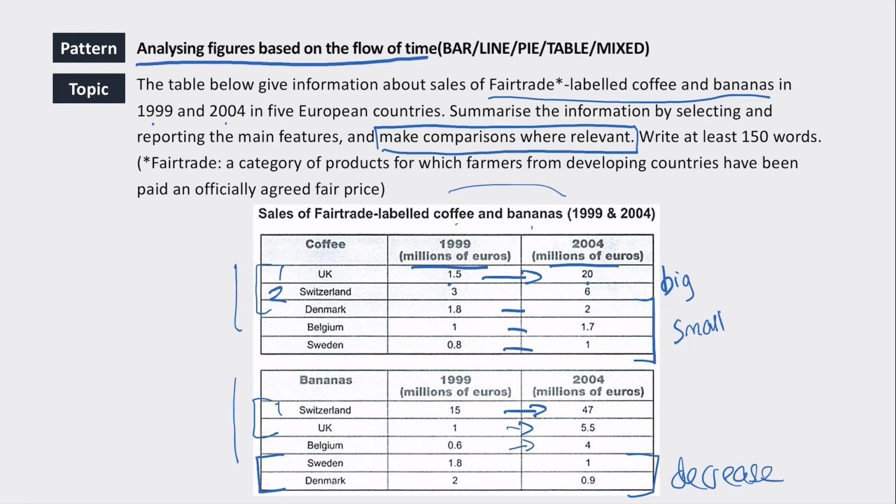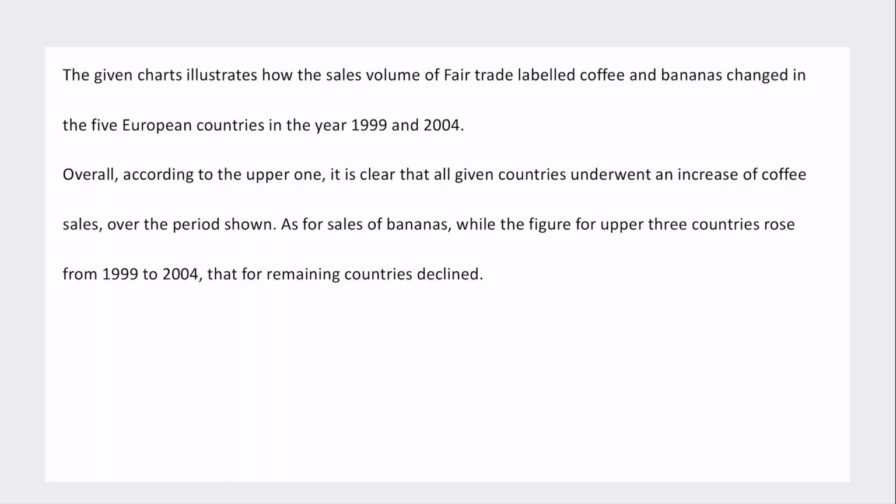When I'm looking at that, these are the things I want to talk about. I want to talk about the UK coffee, okay, because that's pretty big. I want to talk about Switzerland in the bananas, okay, because that's also a huge change. I definitely want to talk about the decrease in bananas. And probably this one I can compare to the much smaller increases for everyone else. And then I can compare the huge increase with the decrease. Okay, so I've already sort of figured out what my 2 sections would probably be and what my comparisons would be. Let's take a look and see what this candidate's done.